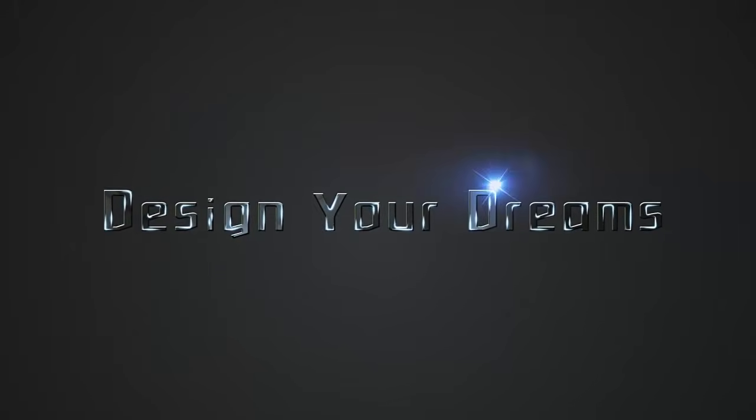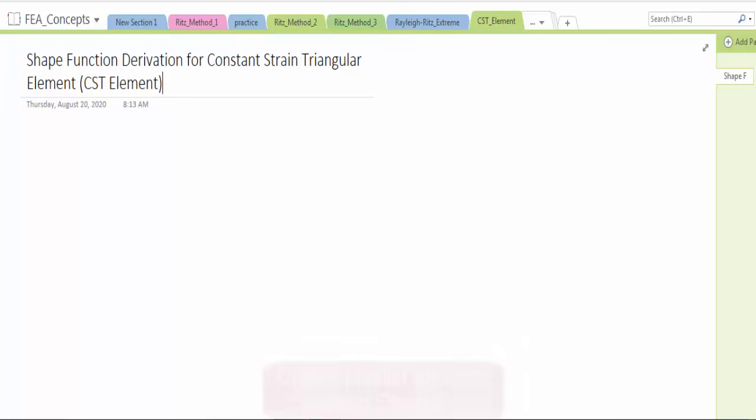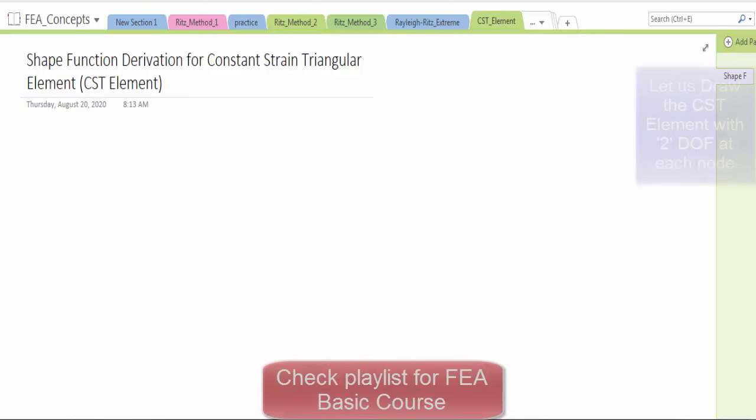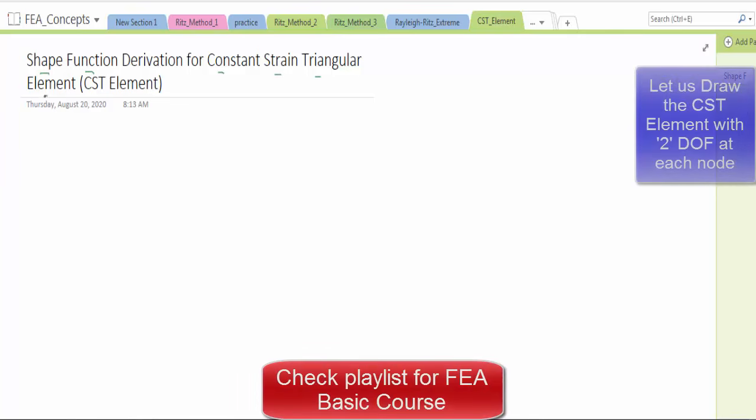Good day to all. Today we are going to see the shape function derivation for the constant strain triangular element, or it can be called the CST element. So let me draw the element shape. Let us draw the x and y axis. The element will look like this.